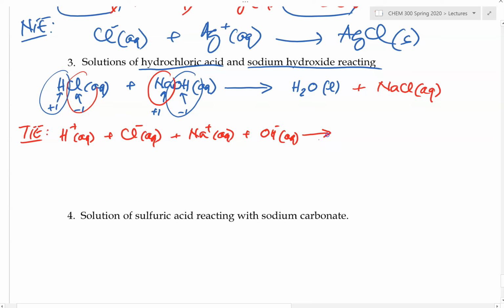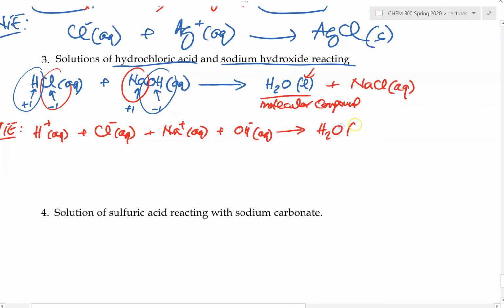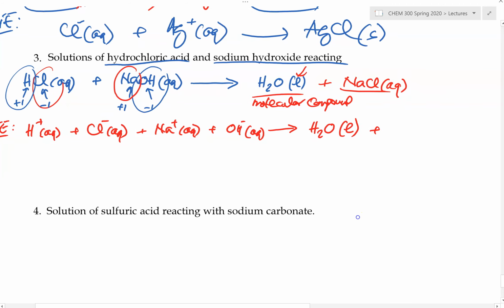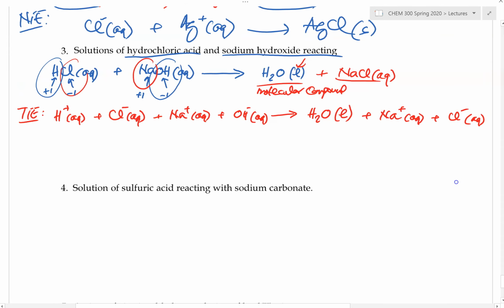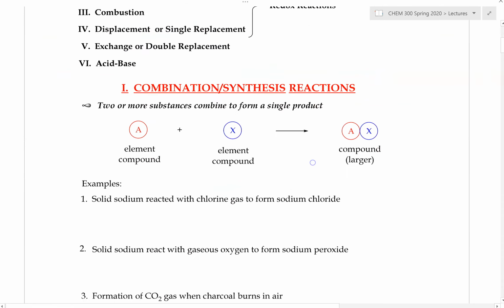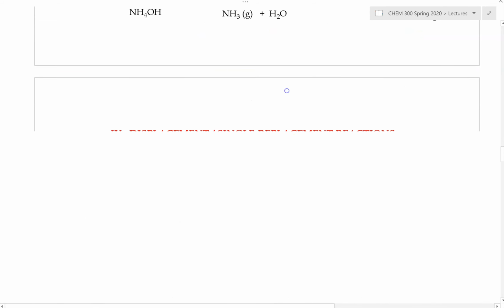And now moving on to the product side. Should we break water into ions? And the answer is no, because this is a molecular compound. Molecular compounds do not exist as ions, right? So this is a liquid. Do not break a liquid into ions. So keep water the same, H2O. And how about sodium chloride? Should we break this into ions? And the answer is yes, into sodium, aqueous, and chloride, aqueous. So there we have it. This would be the total ionic equation for this reaction.